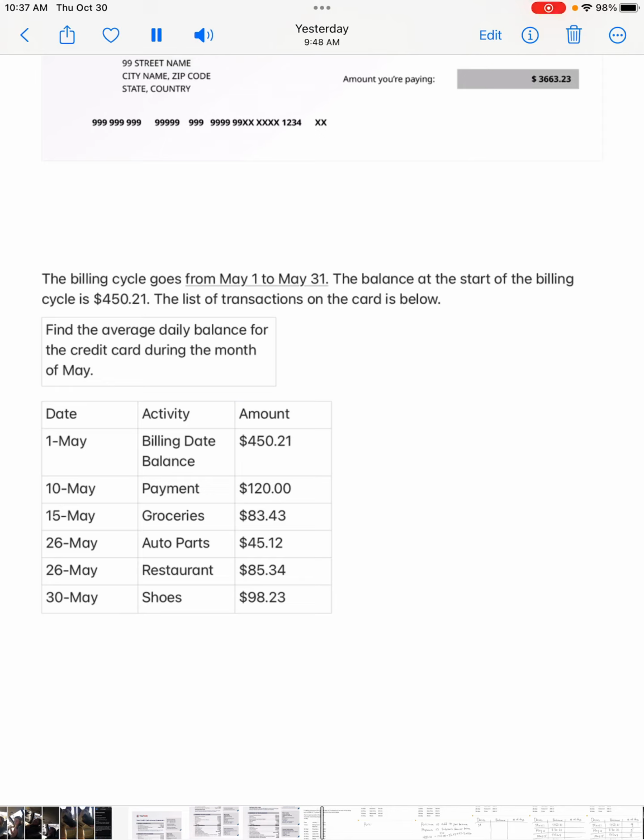But if you can't pay it in full, that's when the interest is charged. It's charged on whatever is there at the end of the billing cycle. And so the way that they do this is they apply it to the average daily balance. So the average daily balance is a process.